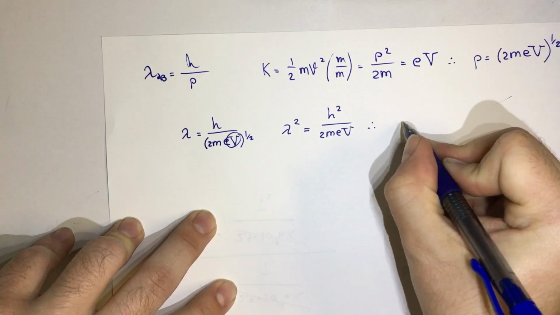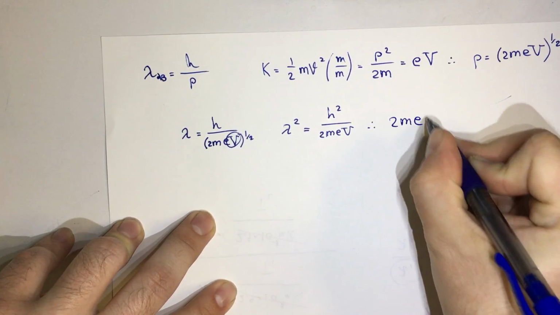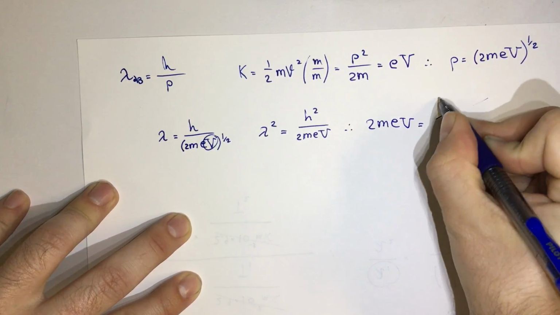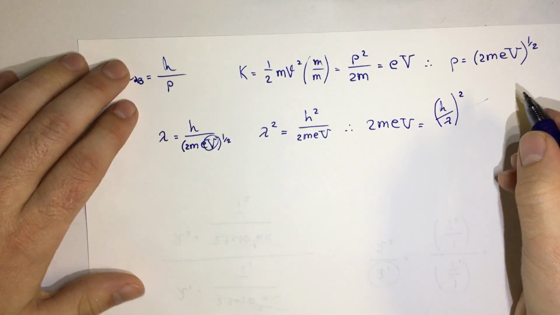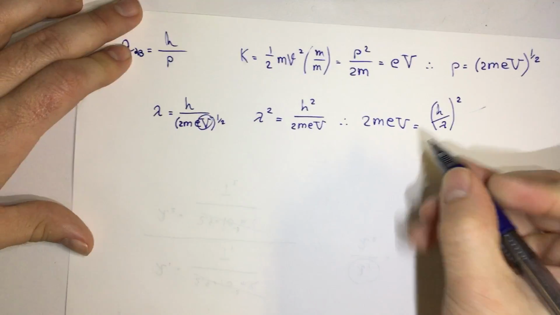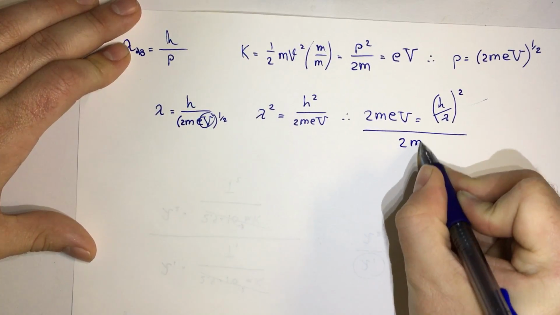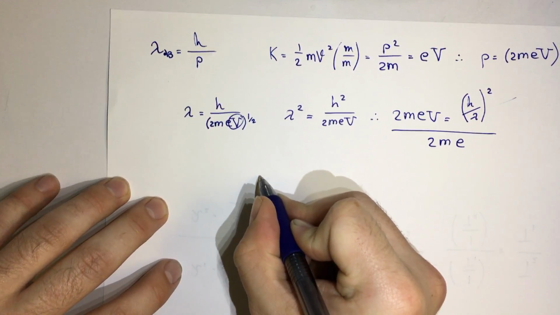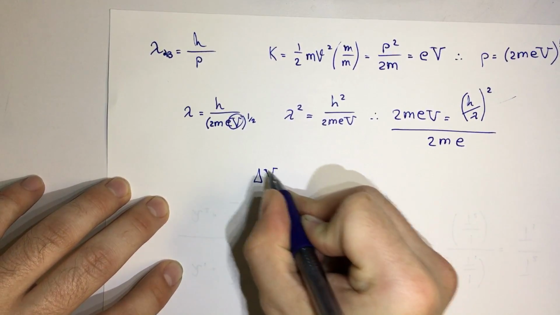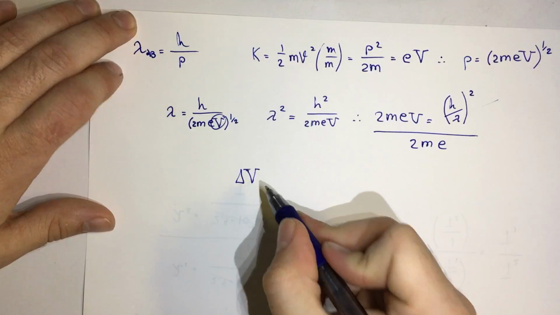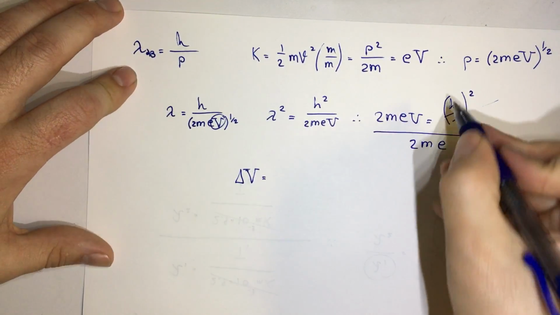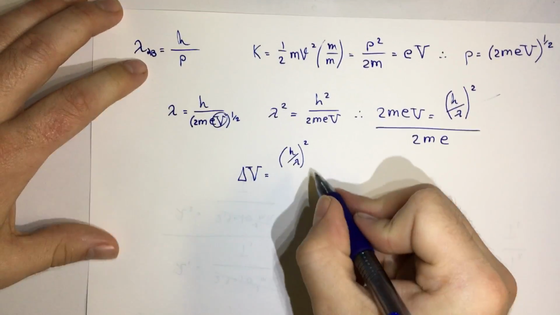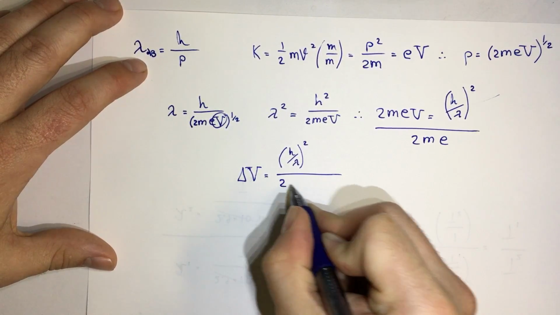So we are now going to take that 2meV is going to be equal to h squared over lambda squared. So now we're only one step away, one step of algebra, so let's divide everything by 2me. And now we're golden. So let's just take this down here and simplify into a single line. So we find that our delta V, the voltage required to get the kinetic energy required to get this wavelength, is now going to be equal to this quantity, h squared over lambda squared, which is pretty darn small, divided by 2me.